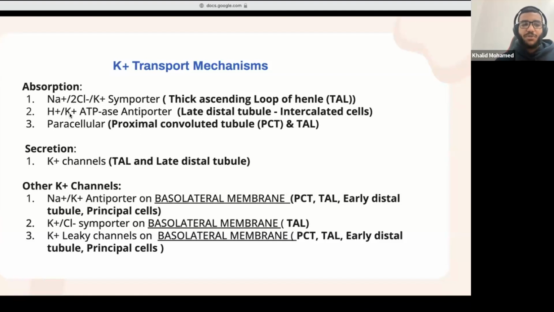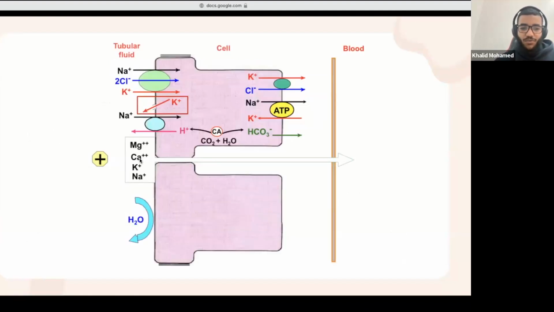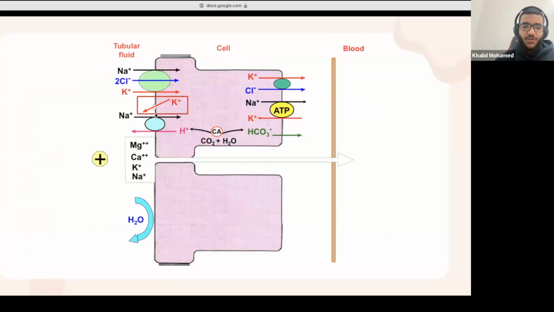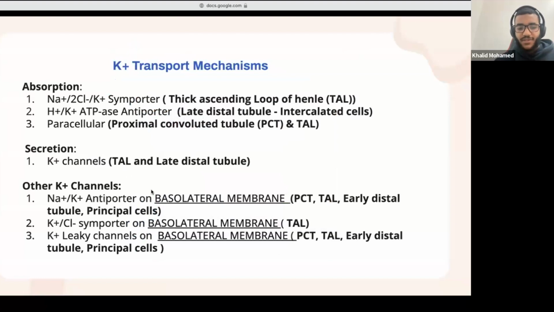Another one is the H plus K plus ATPase antiporter, which is in the late distal tubule. And this is a very special channel because it's the channel used to control acidity and the amount of potassium in the blood, mainly by aldosterone. And then you have paracellular absorption of K plus. This is in the thick ascending loop, and also in the proximal convoluted tubule. Now for secretion, you have K plus channels in the thick ascending loop of Henle and the late distal tubule.